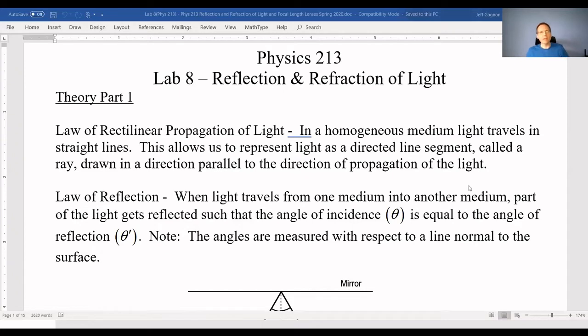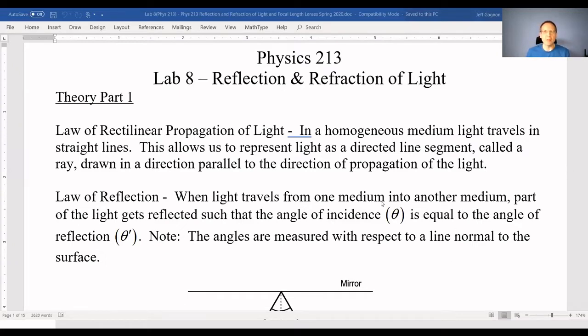So there aren't a lot of equations I need to derive for this lab. Most of this I'm going to explain by going over the handout that I created for you guys. So let me bring that up right now. Okay, so here's the handout for lab 8, and again, it's on reflection and refraction of light.